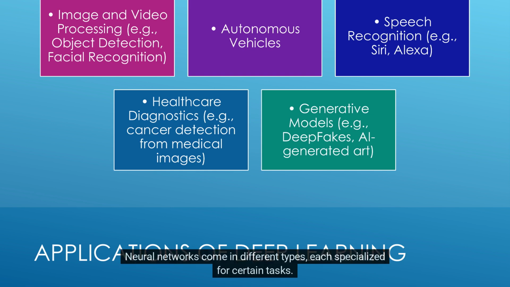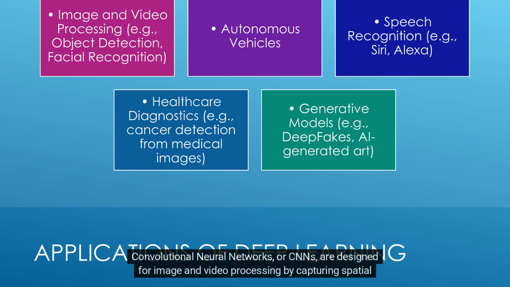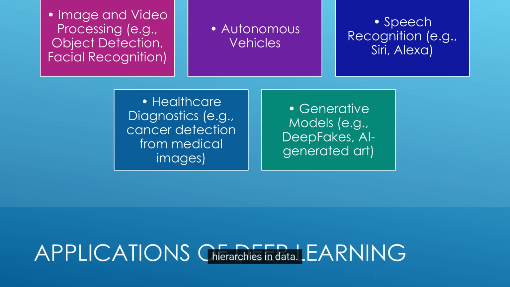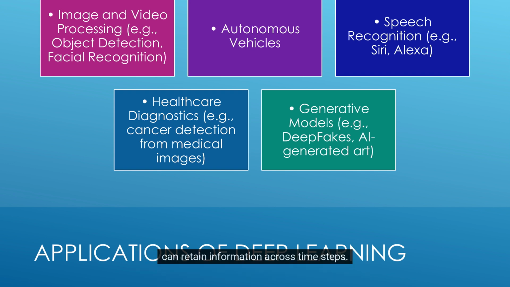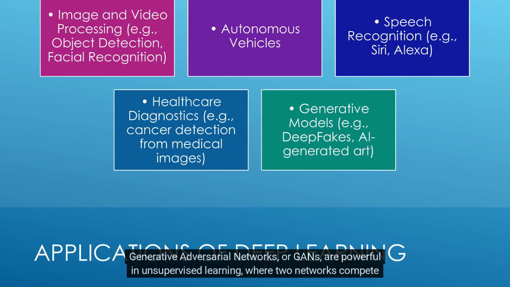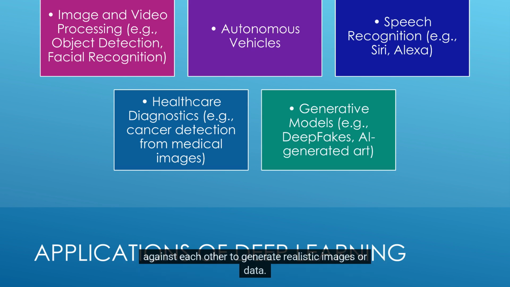Neural networks come in different types, each specialized for certain tasks. Convolutional neural networks, or CNNs, are designed for image and video processing by capturing spatial hierarchies in data. Recurrent neural networks, or RNNs, are ideal for sequence prediction and speech recognition, as they can retain information across time steps. Generative adversarial networks, or GANs, are powerful in unsupervised learning, where two networks compete against each other to generate realistic images or data.